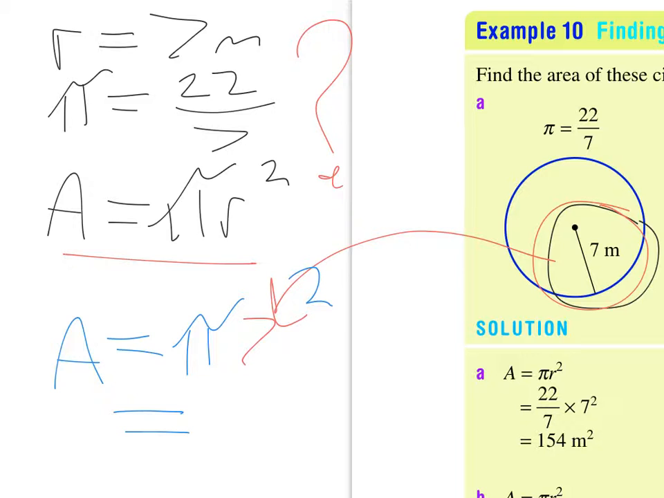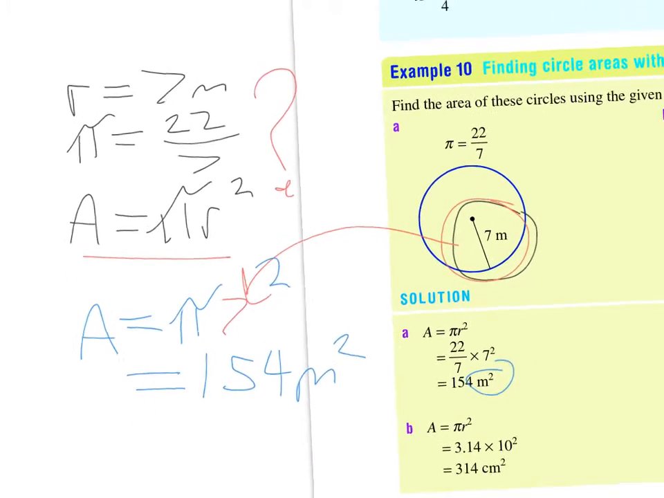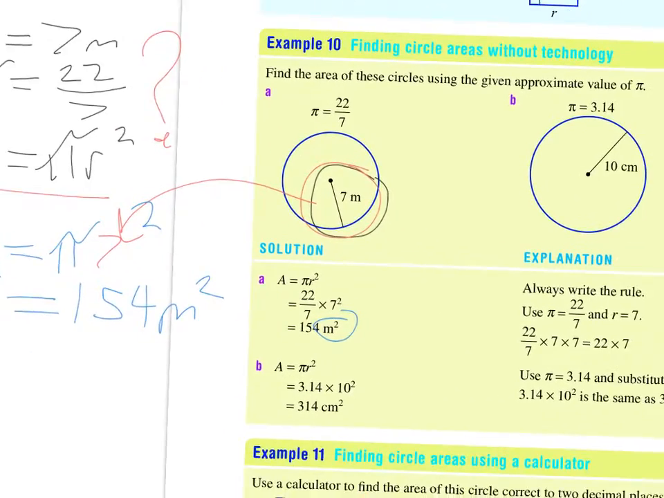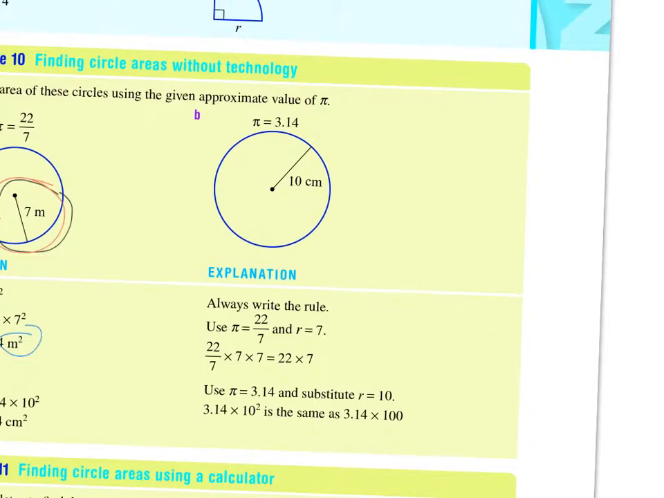When we whack that into our calculator, we get the answer of 154. Don't forget your units of measurement. It's in meters squared. Now, all areas for two-dimensional shapes, unless it's a three-dimensional shape, are measured in squares. So let's go to the next question.